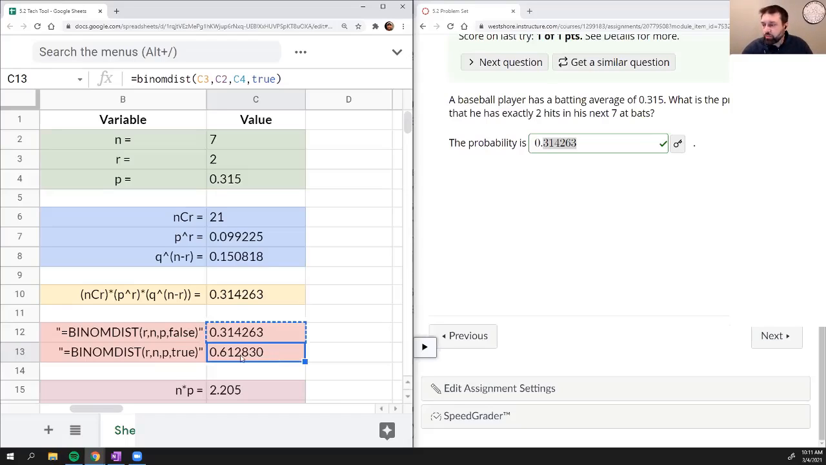So that probability would be 61%. So there's a 61% chance that this batter would get no hit, 1 hit, or 2 hits on his next 7 at bats. It accumulates up to the value in question, which would be 2 hits out of 7.